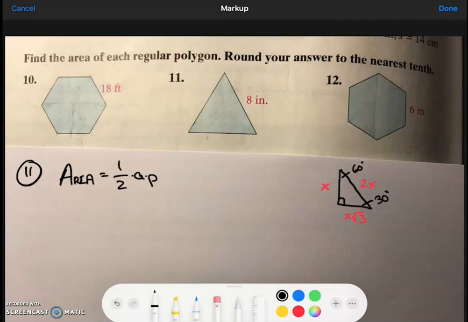So this is page 548. We're going to try number 11 here. We're going to figure out the area of each regular polygon, rounded to the nearest tenth. So for number 11, we've got a regular triangle here, an equilateral triangle.